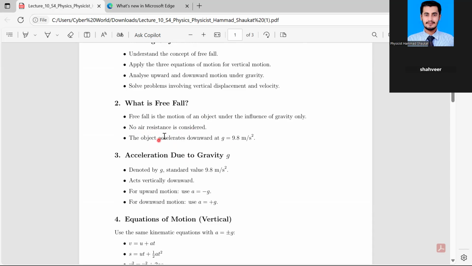And you also know the value of the gravitational field of the Earth, which is 9.8 meters per second squared, right?